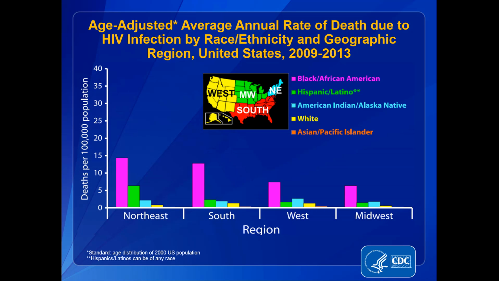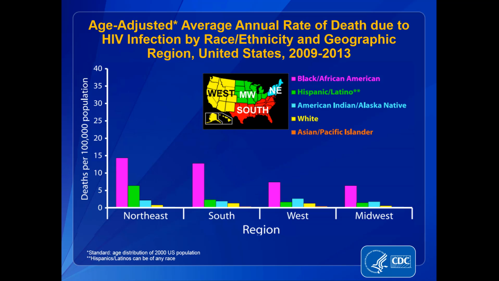This graph illustrates rates of death due to HIV infection by geographic region and race ethnicity in the most recent 5 years for which data were available. Blacks or African Americans had the highest rate in each of the 4 regions. The rates among Blacks and Hispanics varied greatly by region, but the rates among the other racial ethnic groups did not vary much by region, except for being somewhat lower in the Midwest than elsewhere.